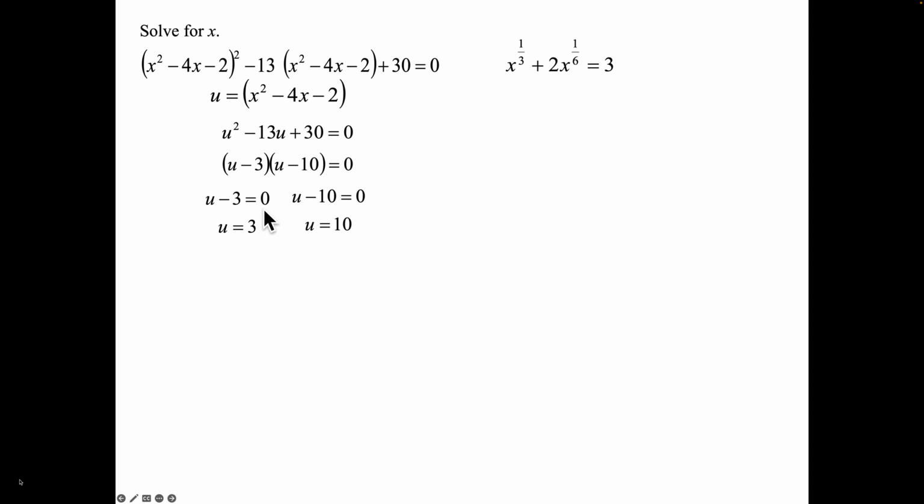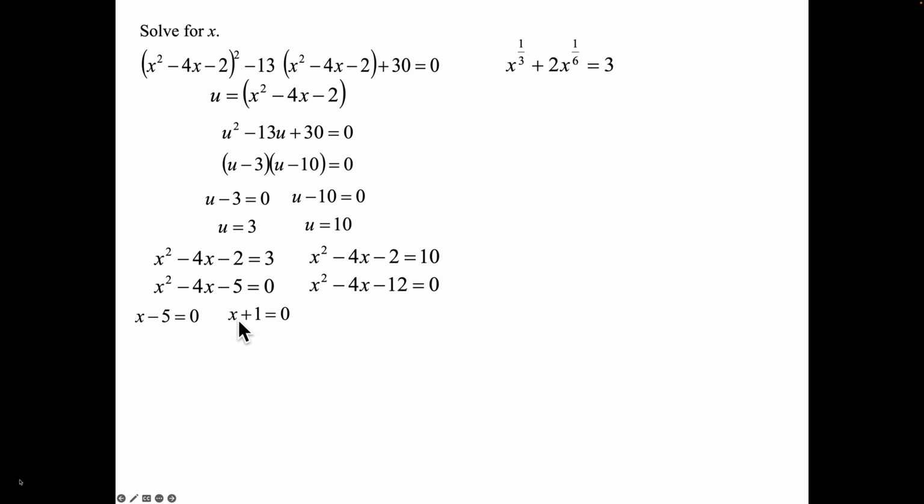Now, not done yet. You've got to bring x squared minus 4x minus 2 back for each u. Oh, I went from one trinomial to two trinomials. All right, it has to be set equal to 0. Subtract over the 3, subtract over the 10. Here's my two new trinomials. And they look factorable. What two numbers multiply to be 5 and subtract to be negative 4? How about x minus 5, x plus 1 set equal to 0. Change over the signs, 5 and negative 1.